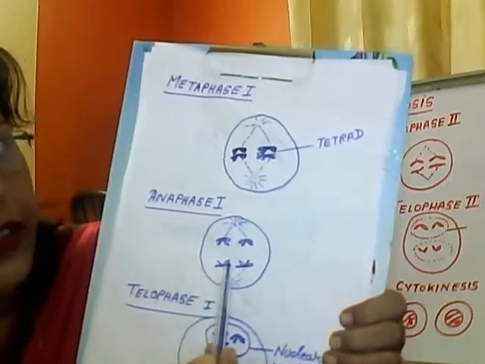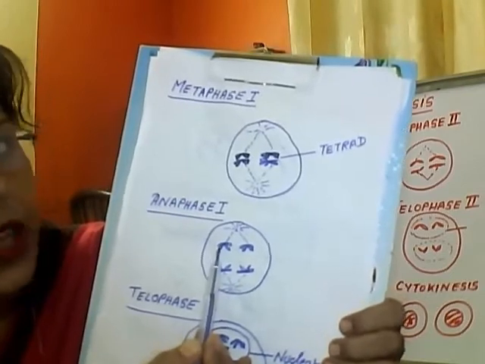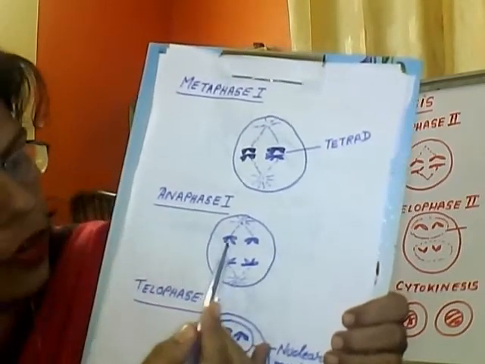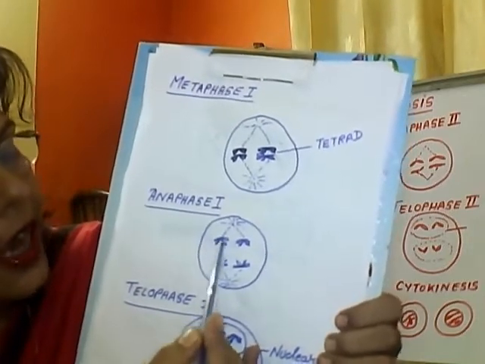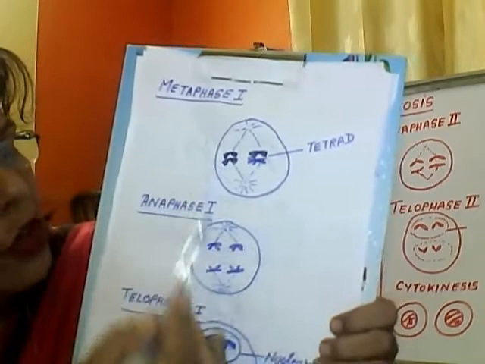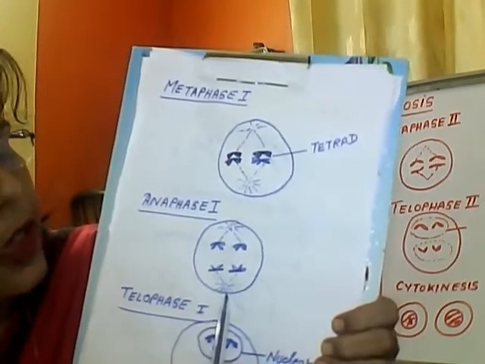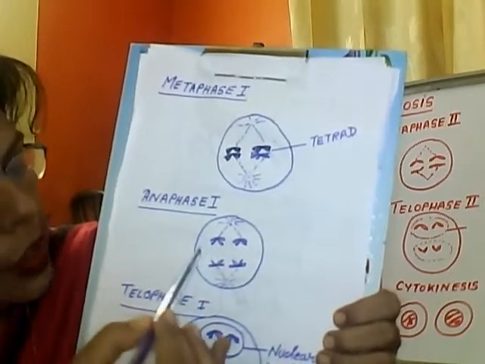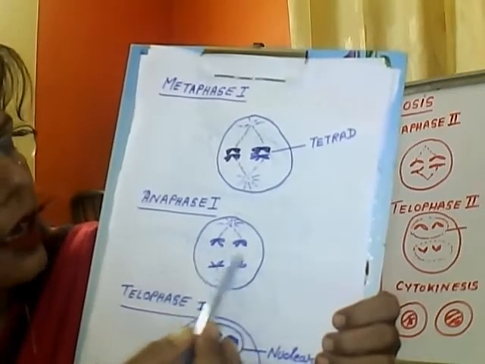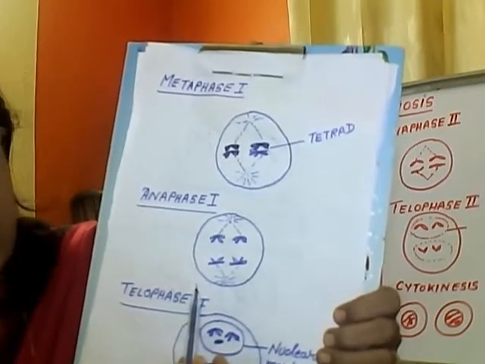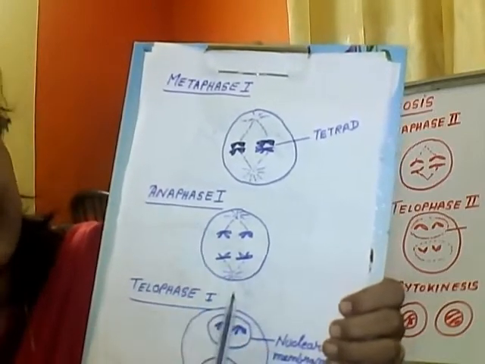So here also there is one difference from mitosis. In mitosis, the centromere of each chromosome was split, but here the splitting doesn't take place since they are in the form of a pair. So one whole chromosome moves to one pole, whereas the other whole chromosome moves to the other pole. So just the separation of that homologous pair takes place in the anaphase 1, and in that way it differs from anaphase in mitosis.